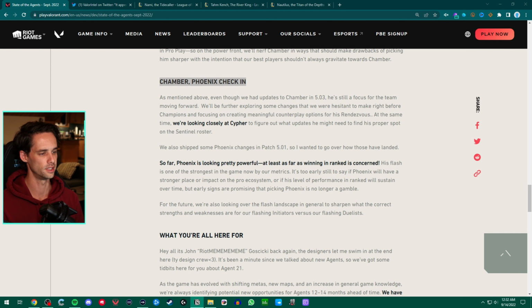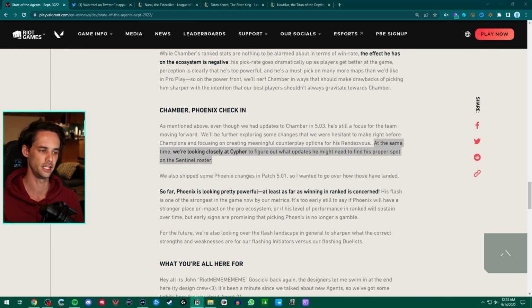Finally, they dive deeper into Chamber and Phoenix. It seems they're looking into changing Chamber's teleport so that counterplay is a little easier for the enemy. Here, they hint at future changes for one of the OG Sentinels, Cypher. Like I said before, this is pretty exciting for me since I used to main Cypher early on in the game, and it's nice to see Riot acknowledging him for once. You know, instead of killing him off in every cinematic that comes out.